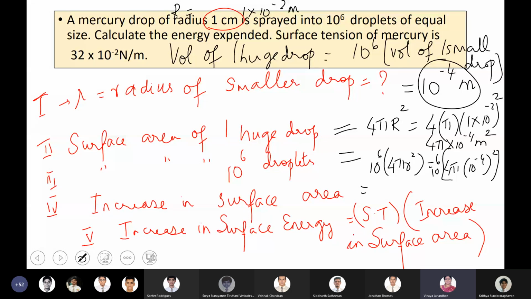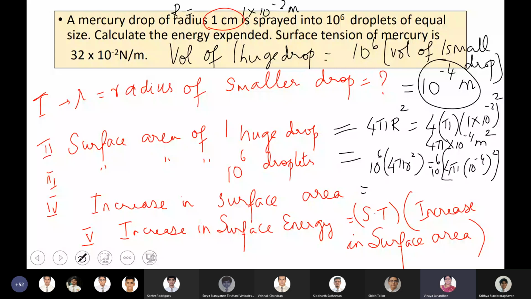So what is the increase in surface area? Final surface area minus initial. Okay, fine. What will be the answer? Ma'am, I think 3.96 pi 10 raised to minus 2. The final answer is 3.92 10 to the power of minus 2 joules. Ma'am, 3.96 pi 10 raised to minus 2. Minus 2 joules, correct? Yes, ma'am.